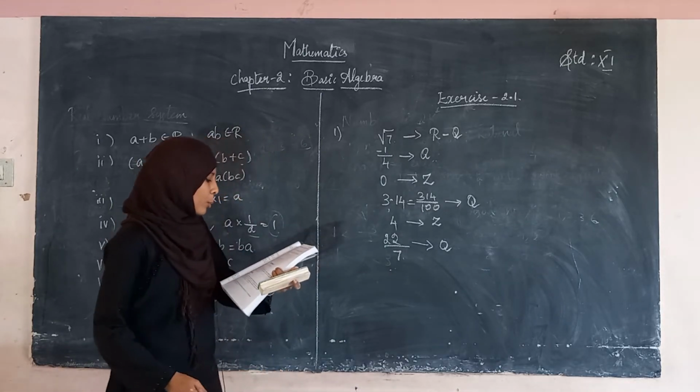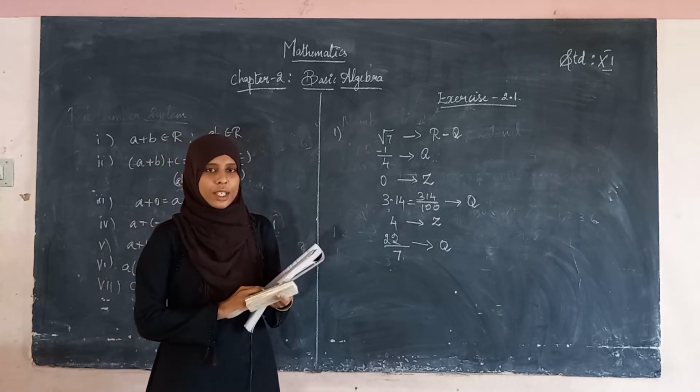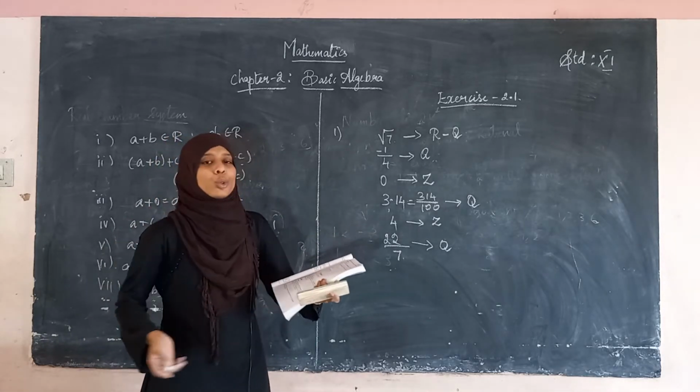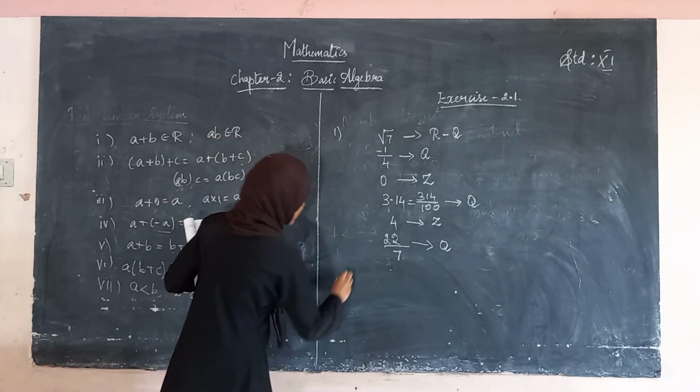Now the second sum. What's the second sum? Prove that root 3 is an irrational number. So in the example we have proved root 2 is an irrational number, right? Similarly they have given root 3 is an irrational number. So this is the assignment for you. Second sum is the assignment for you.